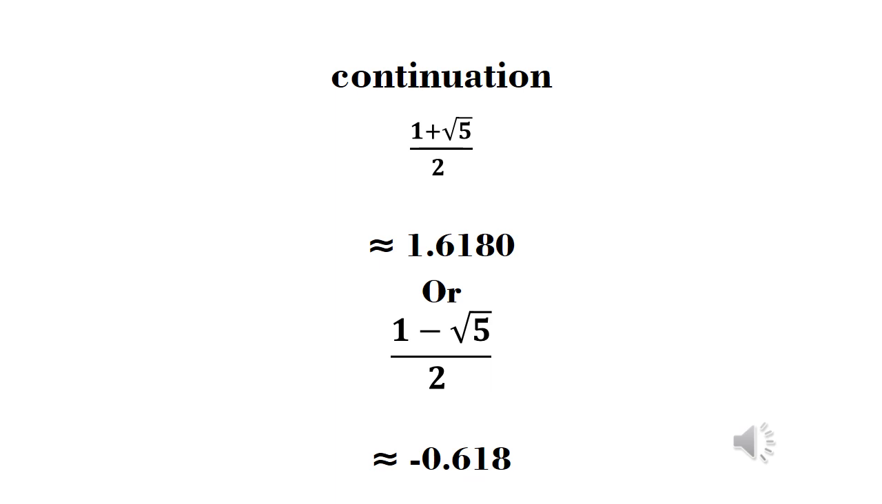Here now we have 1 plus root 5 all over 2, or 1 minus root 5 all over 2, which will now give us approximately 1.618 or approximately minus 0.618, and that will be our final answer for the second value of x.